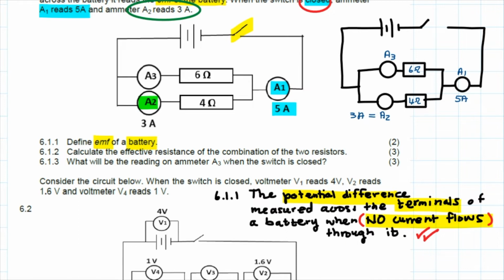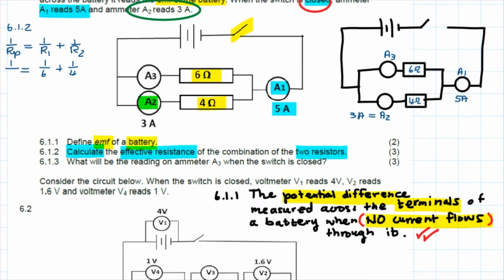On to question 6.1.2, it says calculate the effective resistance of the combination of the 2 resistors. We have the 6 ohm resistor and the 4 ohm resistor, and we would like to find out the effective resistance. We're going to answer 6.1.2 at the top over here, and we say 1 over Rp is equal to 1 over R1 plus 1 over R2. It's very important that you write down this formula, because for it you can obtain a mark. That is 1 over 6 plus 1 over 4 is equal to 1 over Rp.